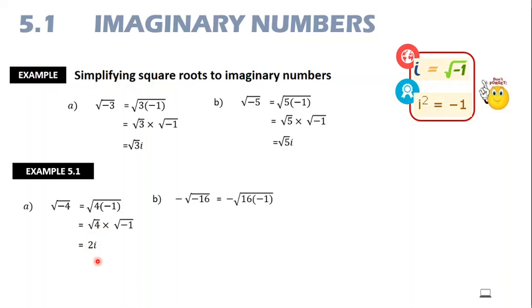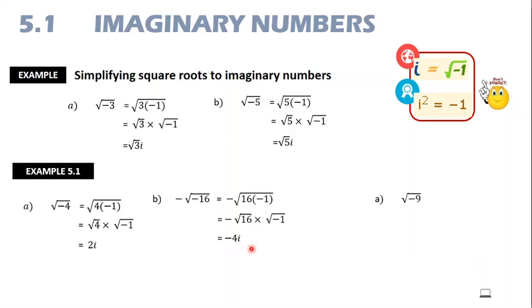Contoh yang seterusnya pun sama. Kita ada negative at the outside the square root, and inside we have square root of negative 16. We separate the 16 and negative 1. You get negative square root of 16 multiplied by square root of negative 1. And then square root of 16 kita boleh ringkaskan menjadi 4. So depannya ada negative, so negative 4. Square root of negative 1, we replace it as i. So the final answer is negative 4i.